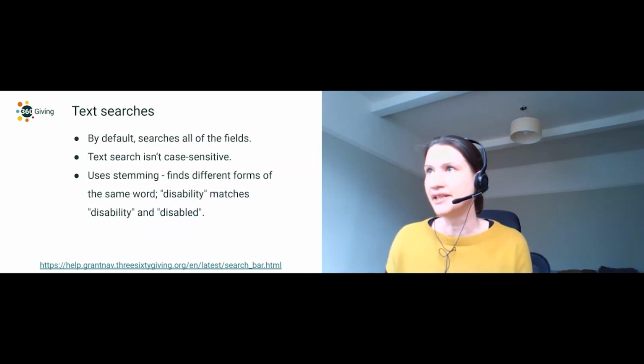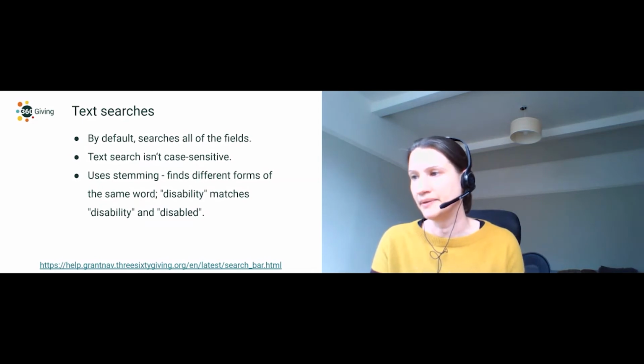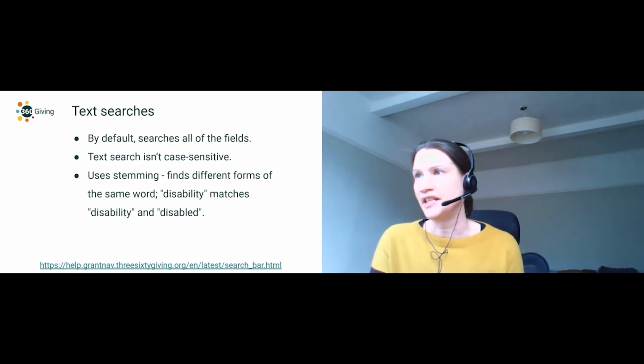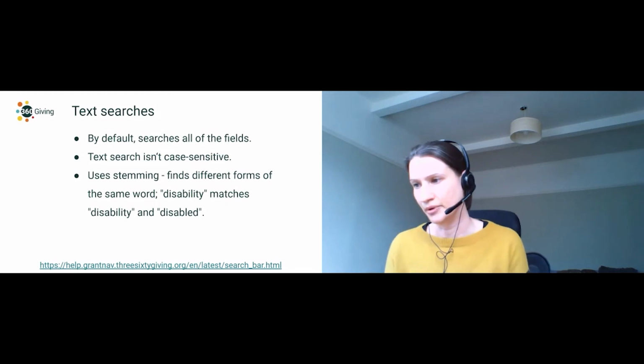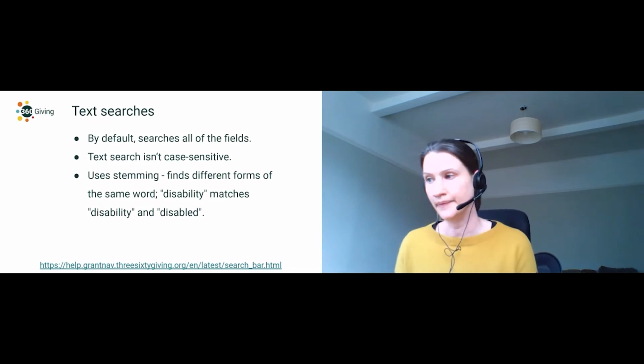So a few general points about text search. By default, all of those searches were all fields, so it depends on how you use filters if you want to be more specific. Also, the text search isn't case sensitive, so you don't need to worry about that. And another thing, GrantNav uses a technique called stemming. This means that it finds different forms of the same word. So if you search for disability, it will also give you results for disabled. If you search for the word garden, it will also give you results for gardens, but also gardening. So it's looking at related terms that are grammatically related to what you're searching for.